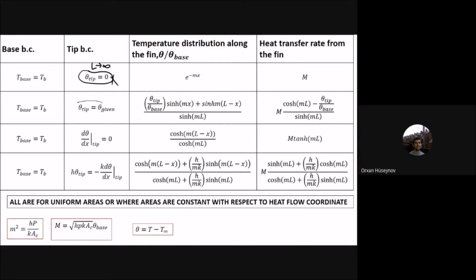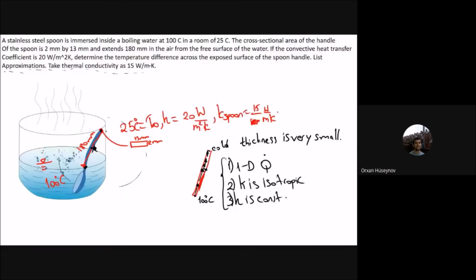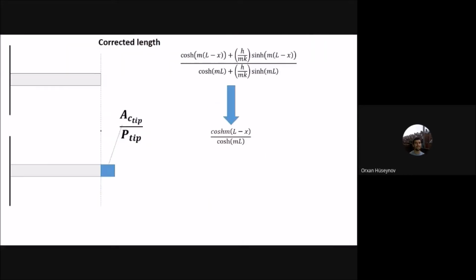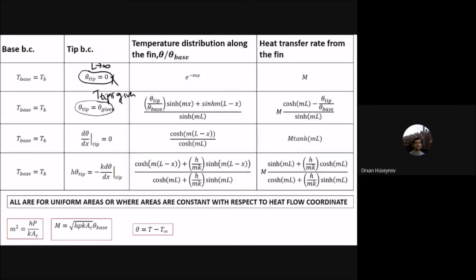And the second option is that the temperature at the tip is given. If you look at the question, the temperature at the tip, this part, is not given. There is no value for this one. Therefore, the second also is not true for our case.